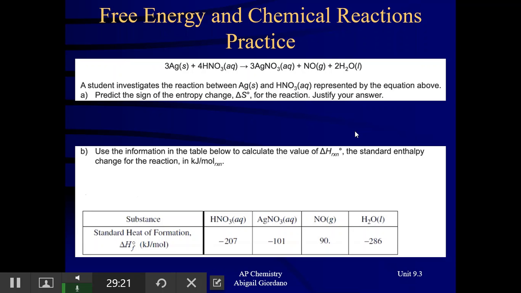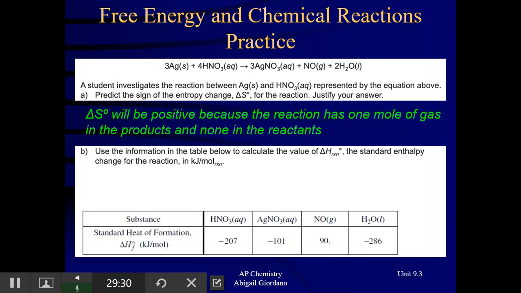So we have this equation, and the first thing we're asked to do is to predict the sign of delta S and justify the answer. So I said delta S will be positive because the reaction has 1 mole of gas in the products and no moles of gas in the reactants. Remember, guys, gases are sort of a definitive thing when you're deciding the delta S value because gases have a tremendous amount of entropy. There's a gas on the right-hand side, there's no gas on the left-hand side. So the entropy is definitely increasing, positive delta S.